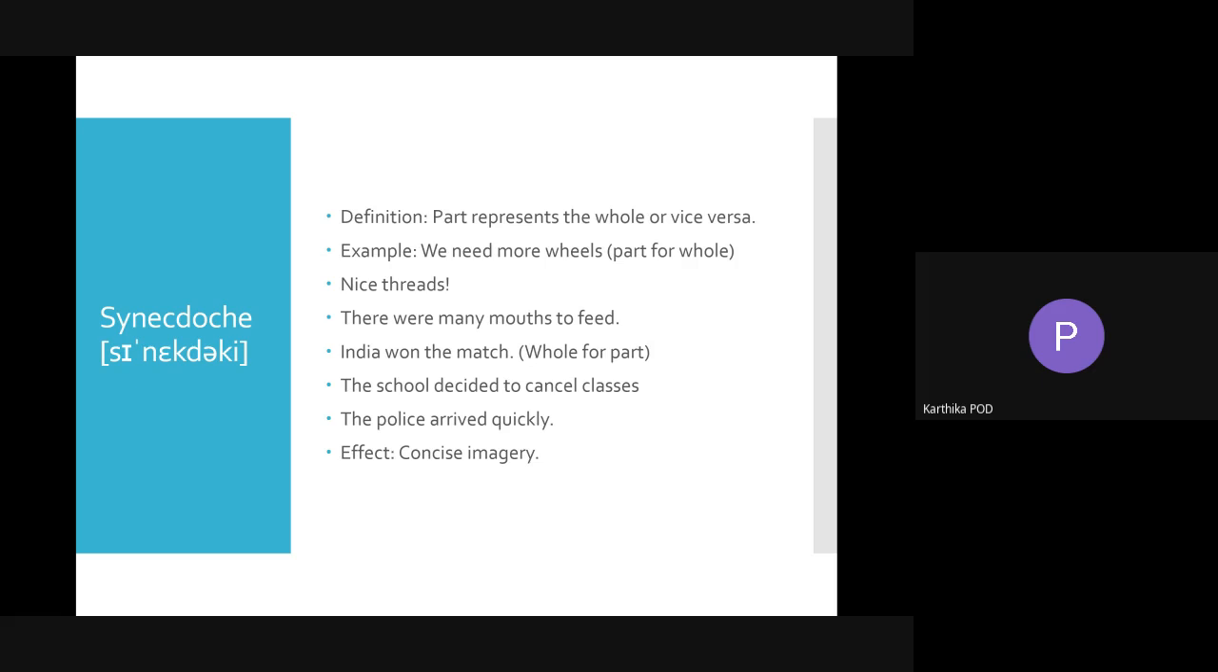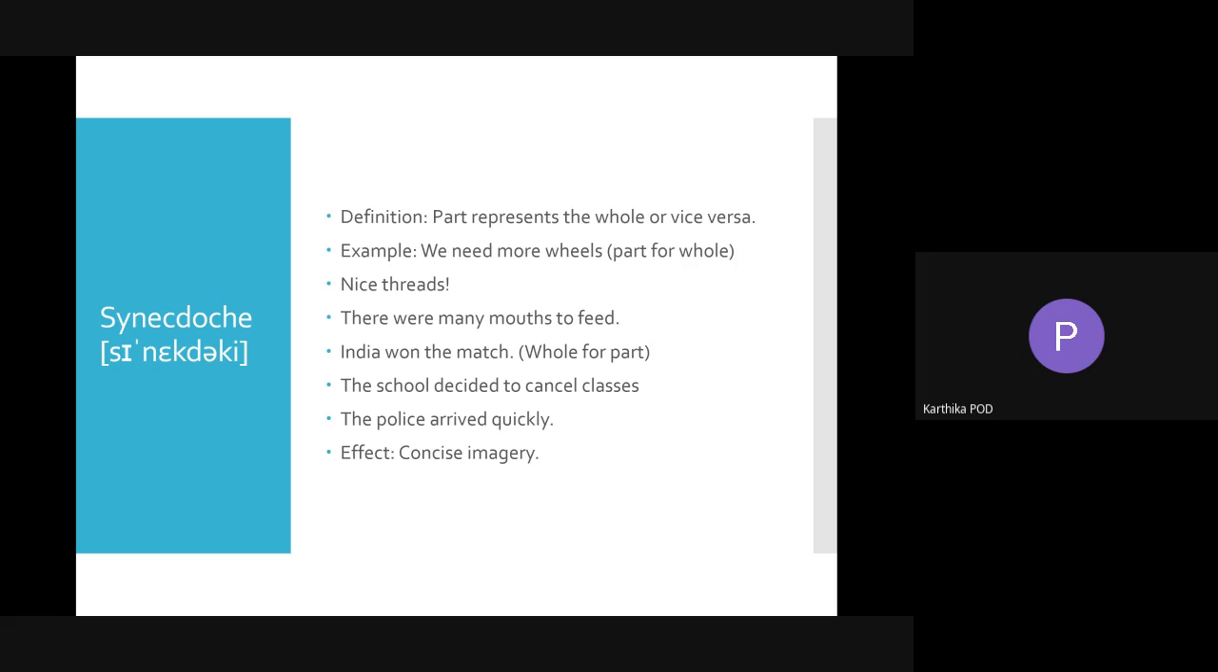Okay, this is something that you may be familiar with. People say, I have four mouths to feed in my family. When someone says that, it means there are four people in the family that the man has to take care of. So here, mouth represents a person. When they say I have four mouths to feed at my home, it means I have four people at home that I need to feed.